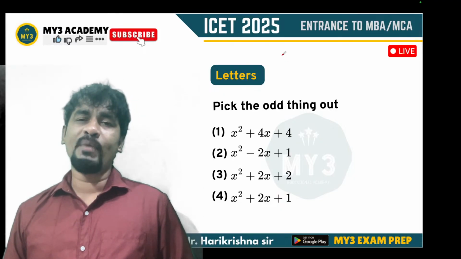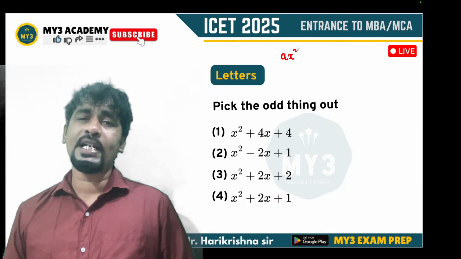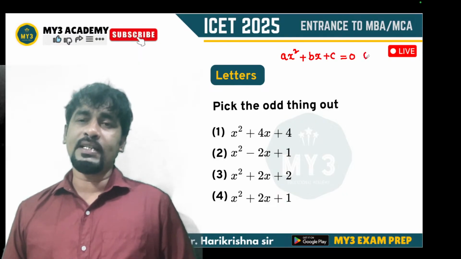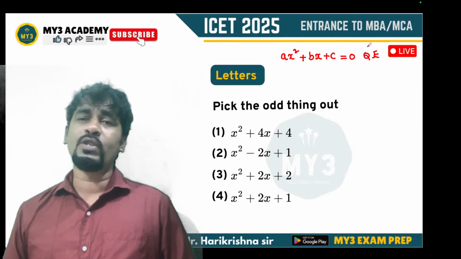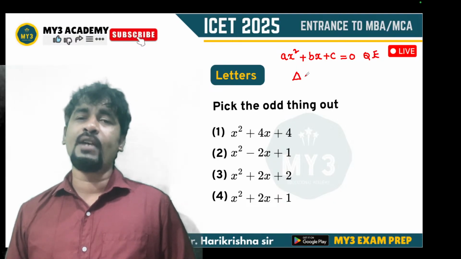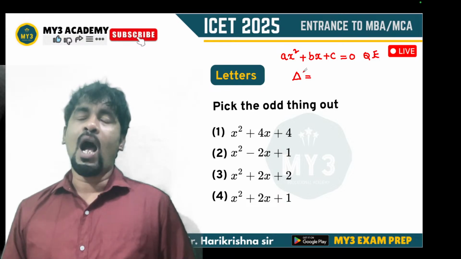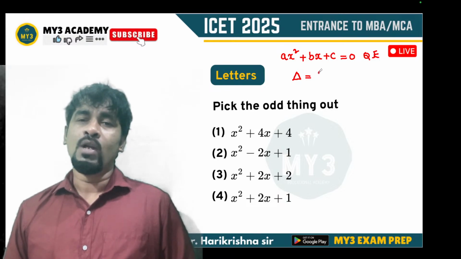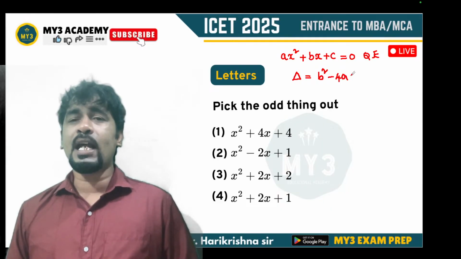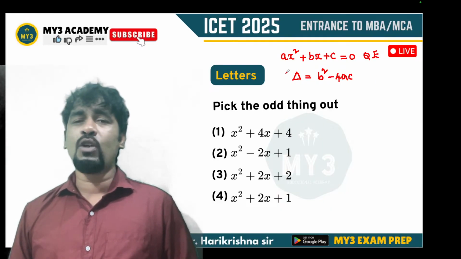Whenever you see any quadratic equation which is in the form of ax square plus bx plus c is equal to 0, to find out the nature of the roots, we can find out the determinant value, or we can also call it the det value. Det is nothing but b square minus 4ac. Based on the determinant value, we can figure out the nature of the roots.